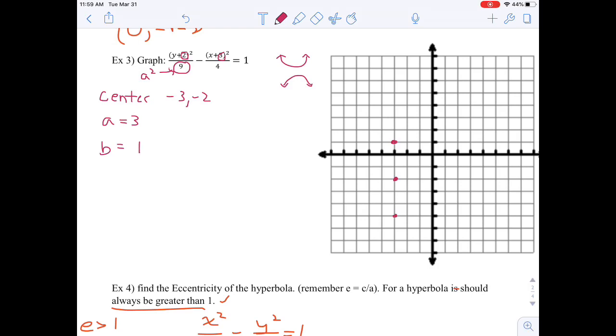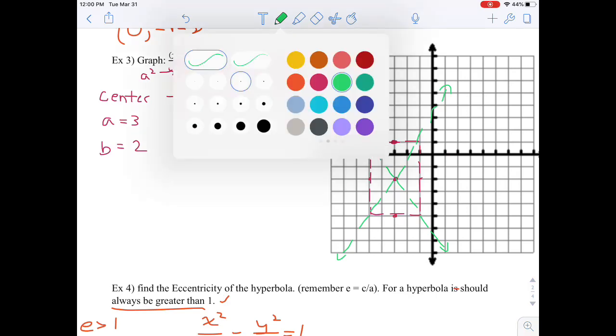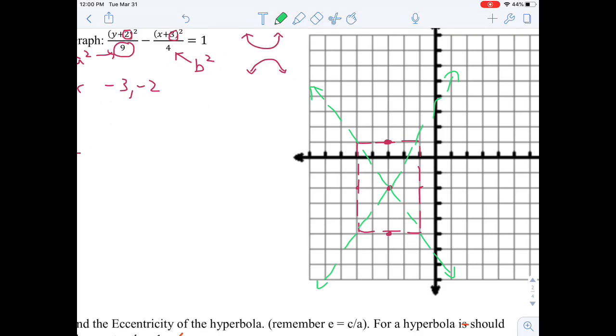b squared is 4, so b is 2. So we're going to go left 2 and right 2. And what we can do here is form a little box to help us out. We can already now go in and draw in our asymptotes. Our asymptotes are going to go through the corners of these boxes. Okay, you do not need to worry about writing the equation for an asymptote here at all. And this is perfectly fine. And we can actually go and draw our graph already. We know our graph is going to have our vertices at the top and bottom here, and they're going to go and approach our asymptotes that we have drawn in.